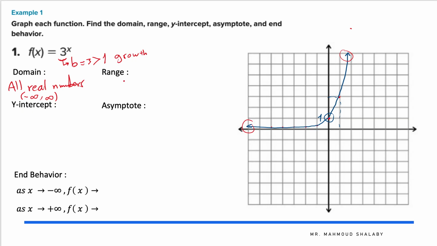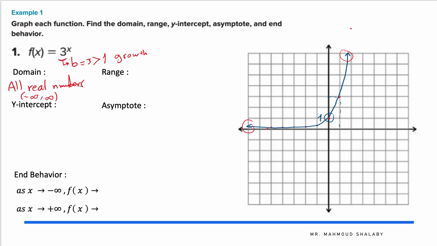What about the range? The range is representing the y values, which means I'm moving over the y-axis, up and down. So as you can see, the graph is only covering the upper part of the graph. It's not going anywhere down, which means all the y values in the negative section are not covered by the graph. The graph is going all the way starting from 0 and going up.